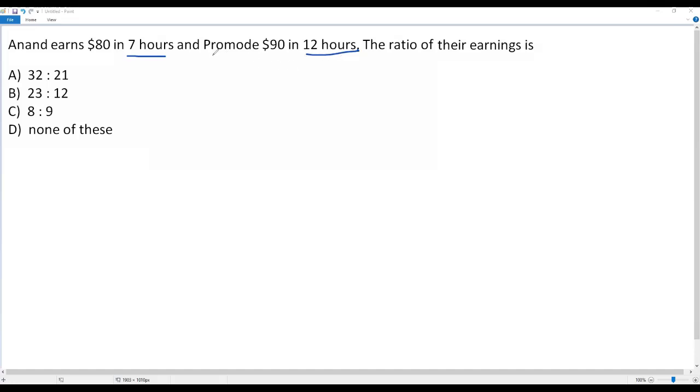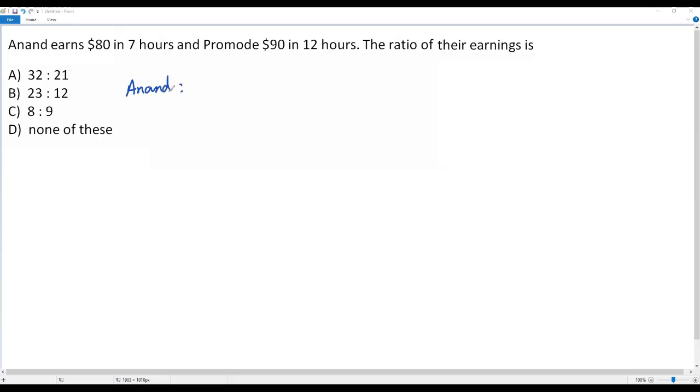To find the ratio of the earnings of these two people, my first work is to get the earnings for the same rate, that is, for the same time. So usually it's for 1 hour. So if Anand earns $80 in 7 hours, how much will he earn in 1 hour? Let me do the calculation over here.